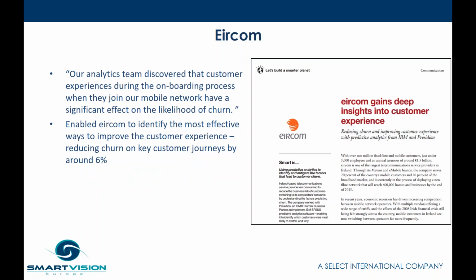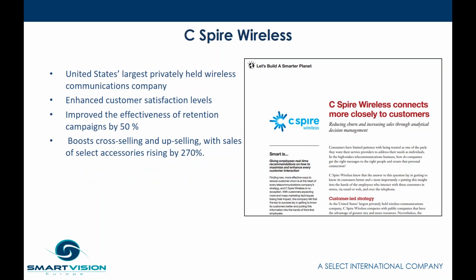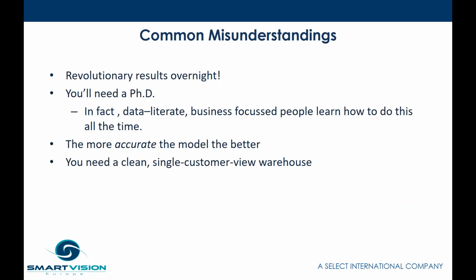And you can look these up. We can go over Aircom. Aircom was able to identify the most effective ways to improve customer experience by reducing churn on key customer journeys by around 6%. Or C-Spire Wireless, where they improved the effectiveness of retention campaigns by 50%, and indeed boosted their cross-selling and upselling rates and selling accessories by 270%. So there's lots and lots of stories out there that you can look around, and we've got some of our own.